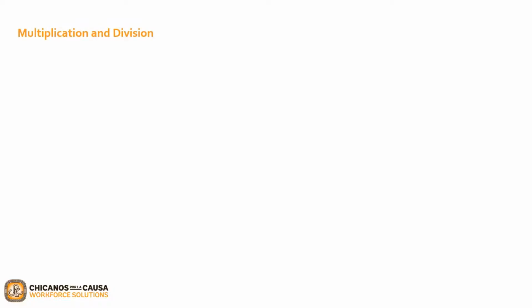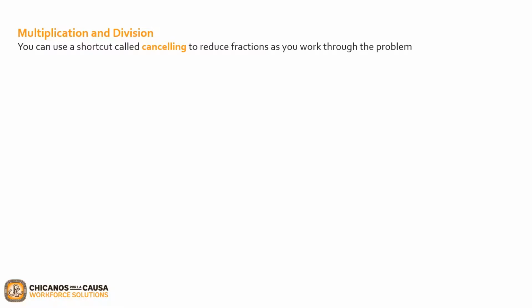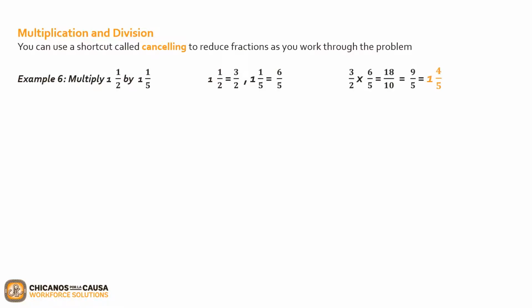Now, with multiplication and division, there is a shortcut that we can use. You can use a shortcut called canceling to reduce fractions as you work through the problem. Let's see this in our first example. We're going to multiply 1 and 1/2 by 1 and 1/5. So as you can see, both of these are mixed numbers. So what we actually want to do is to turn them into improper fractions.